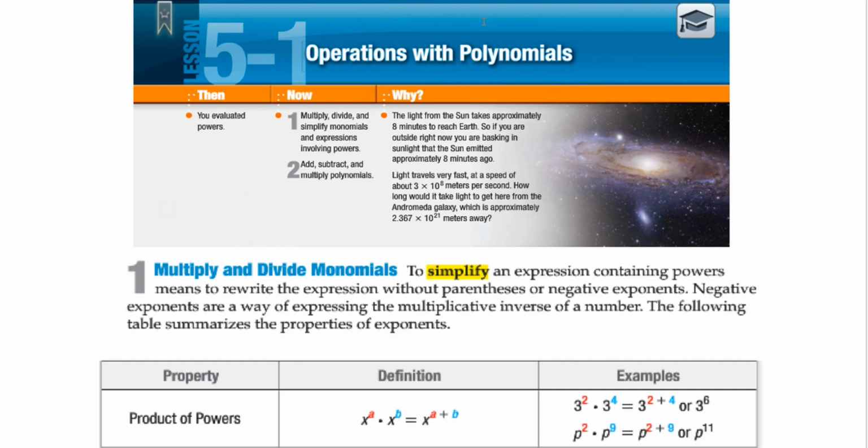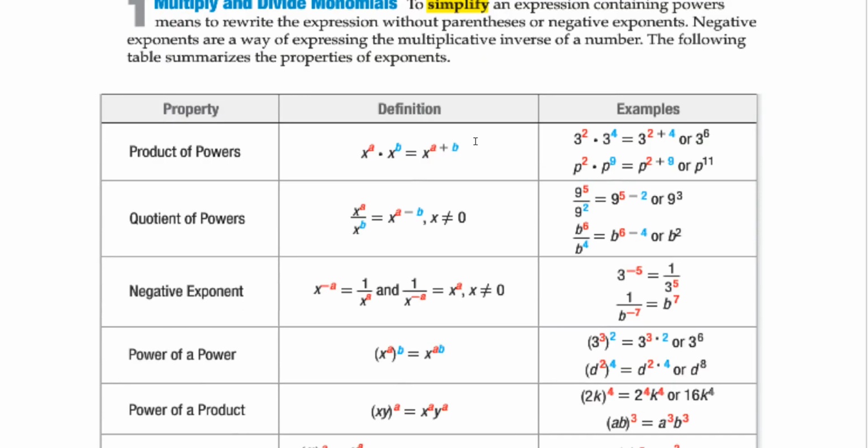5.1 Operations of Polynomials. This lesson is really all about powers and all the rules of powers, how to simplify powers. So let's go over some. So the product rule, product of powers. We should know that if you multiply two things of the same base, you just add the powers. Like they do here, 3 squared times 3 to the 4th is just 3 to the 6th. Or b squared times b to the 9th is just b to the 11th.